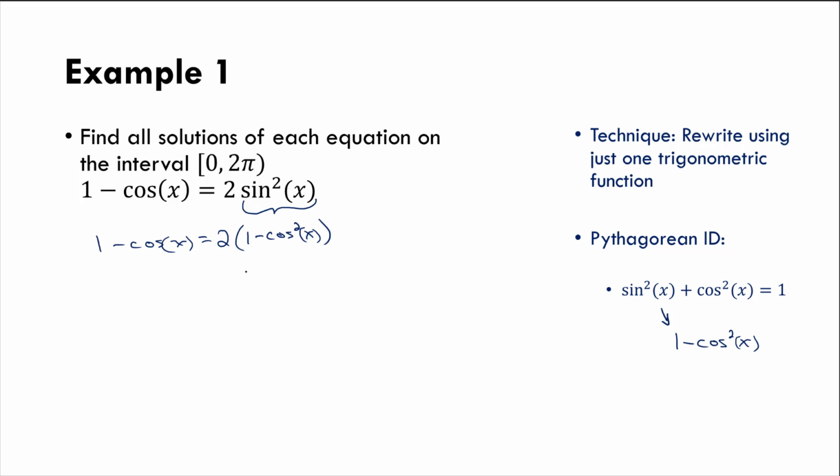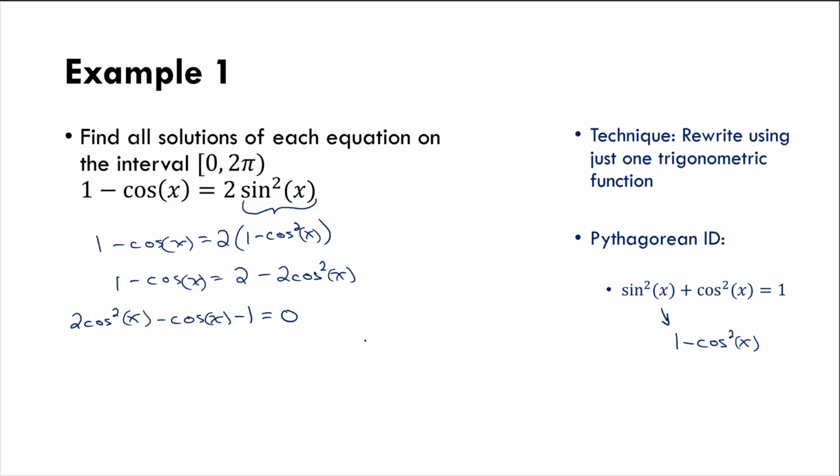Now I can go ahead and distribute my 2. So I'll have 2 minus 2 cosine squared x, and that's equal to 1 minus cosine of x. I still haven't touched the left-hand side of my equation, but now I'm going to move everything over to one side. I'm going to subtract this 2 and add this 2 cosine squared x, so everything is on the left-hand side. When I do that, I'm left with 2 cosine squared x minus cosine of x minus 1 is equal to 0.